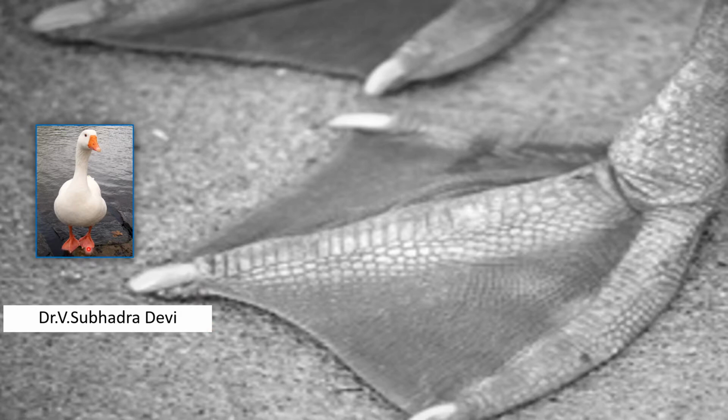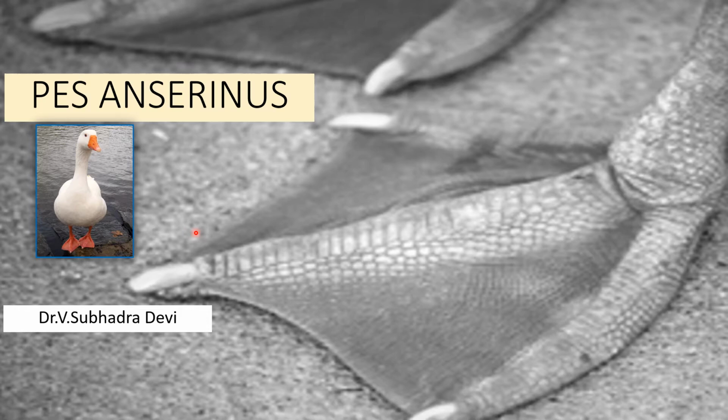You are able to see the feet of the goose and then correlate it with the structure you are seeing here. So the webbed feet of goose you are seeing here, and the name given to it is the pes anserinus. Pes anserinus is the goose feet. That is, this word pes anserinus has come from Latin, which means goose feet.